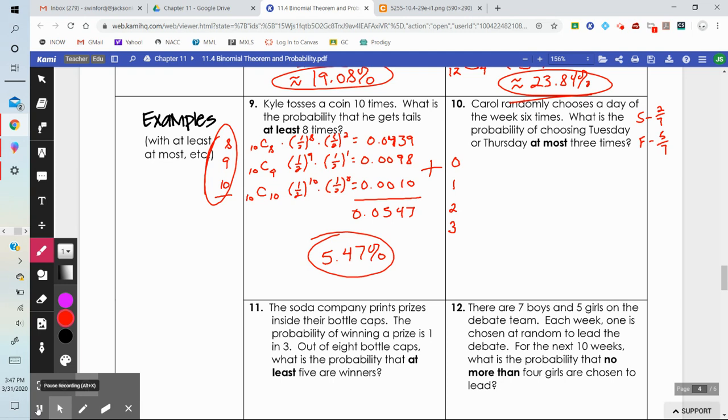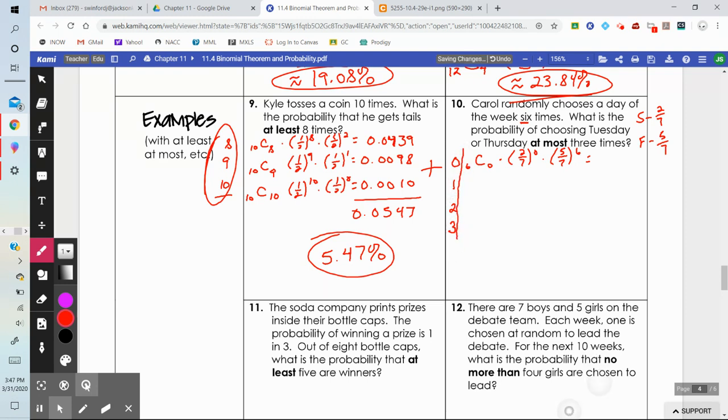So we start with 0, so those would be the combinations. She's choosing 6 times, so 6 choose 0. That's how many ways we can have a success? None. So a success would be 2/7, and we're going to have that happen no times, and then 5/7 would be the other 6 times.